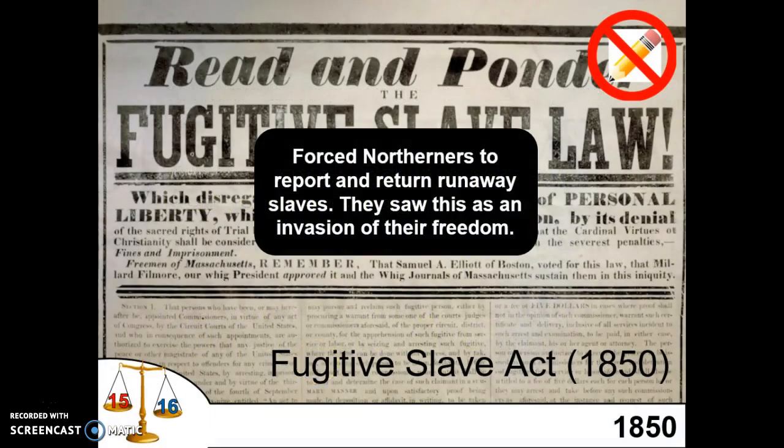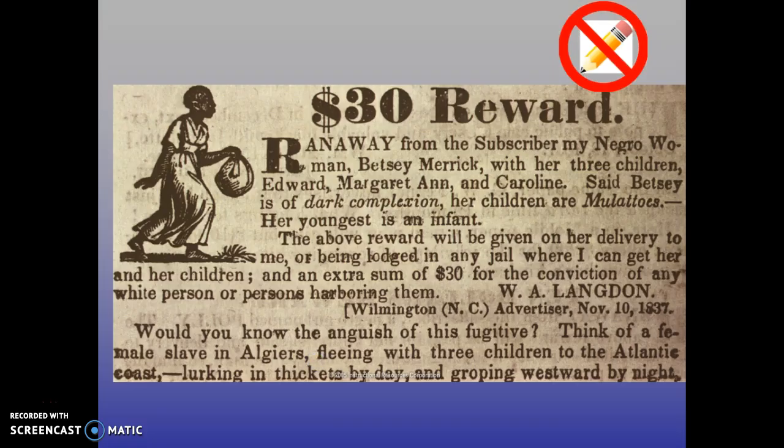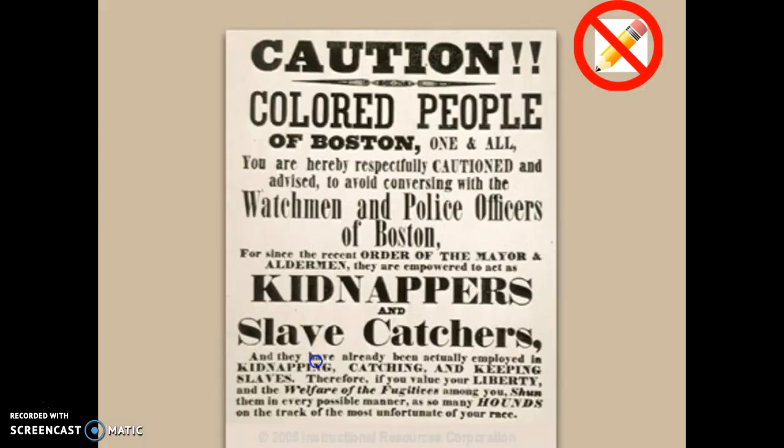As I was saying before, the Fugitive Slave Law really hit a nerve in the North. They did not want to help the South maintain the ownership of their slaves, and they saw this as an invasion of their freedom. Now, I want you to read over this advertisement, looking for a man looking for his slaves, and the idea of having penalties placed on Northerners who help them. Please read over this.